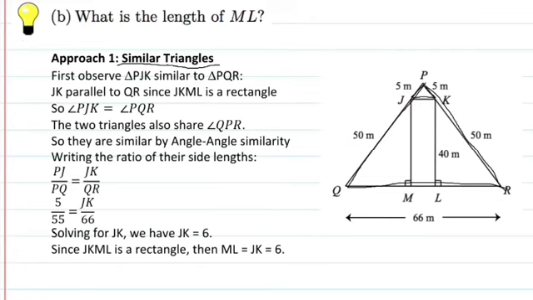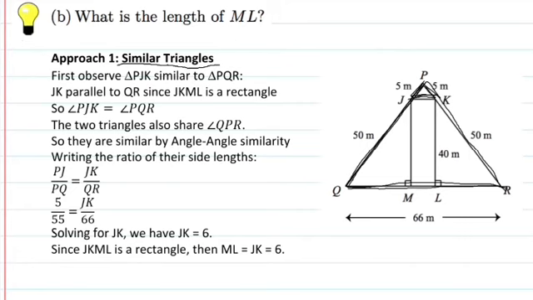First, observe that base JK of the small triangle is parallel to the base QR of the big triangle because JKLM is a rectangle. And by the properties of parallel lines, we know that angle PJK is equal to angle PQR. And also note that the two triangles share this top angle QPR. So therefore, by angle-angle similarity, these two triangles are indeed similar to each other.